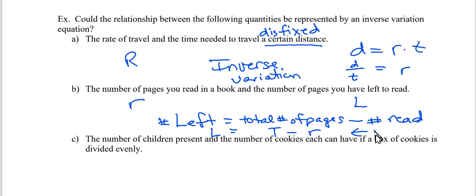This is not inverse variation. You don't have that variable in the denominator. It is true that as one variable increases, the other one decreases, but it's not in the correct format here.